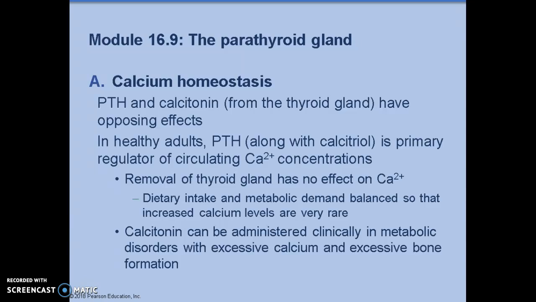So calcium homeostasis is maintained by both the thyroid gland and the parathyroid gland. Parathyroid hormone increases blood calcium, and the thyroid hormone calcitonin decreases blood calcium. So parathyroid hormone and calcitonin have opposite effects on the blood calcium. And when you remove the thyroid gland, surprisingly enough, it doesn't affect the calcium levels in the blood.